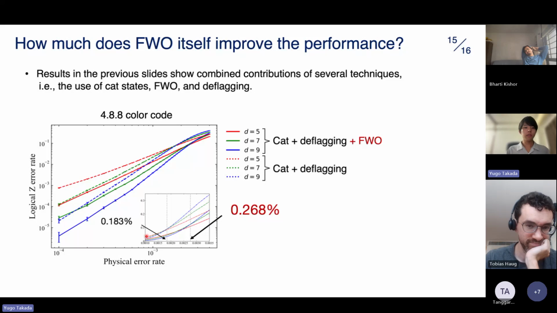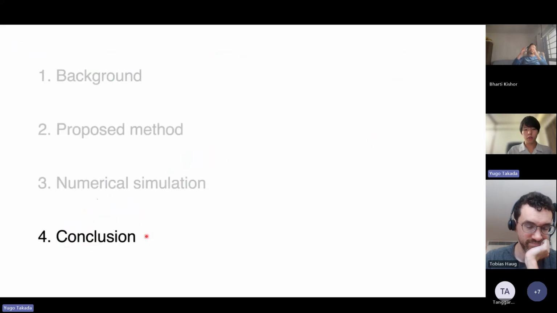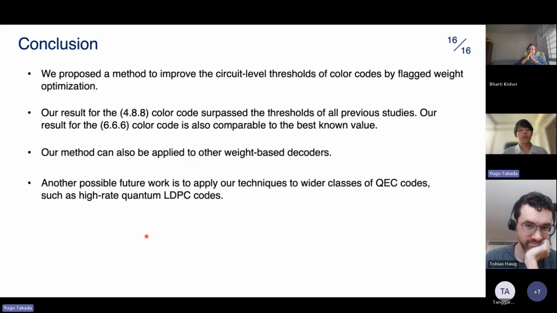In conclusion, we propose a method to improve the circuit level threshold of color codes by flagged weight optimization. Our result for the square octagon color codes surpassed the threshold of all previous studies. And our result for the hexagonal color code is also comparable to the best known value.